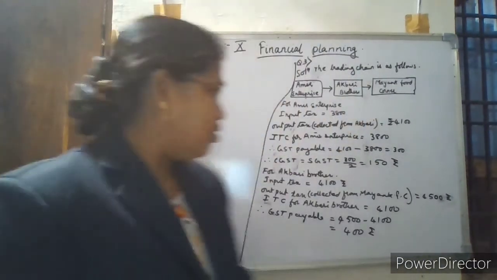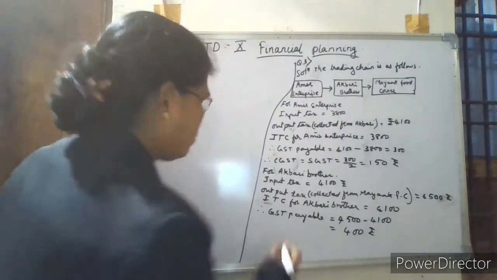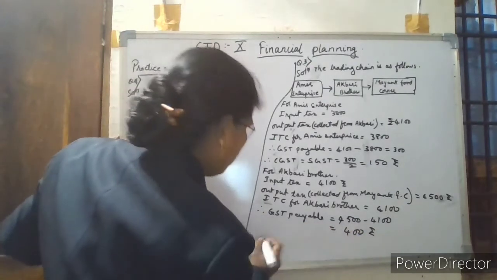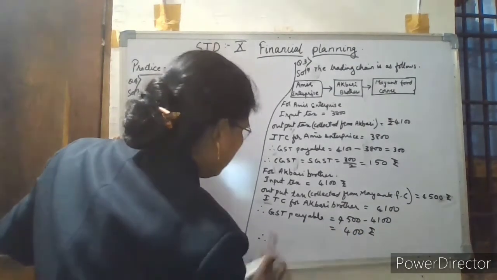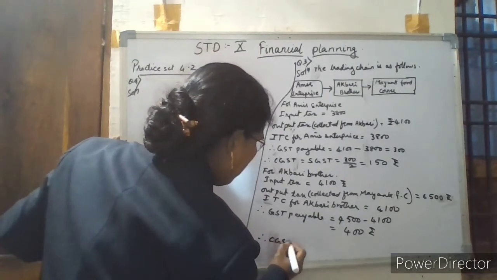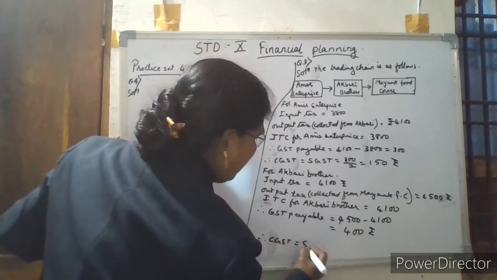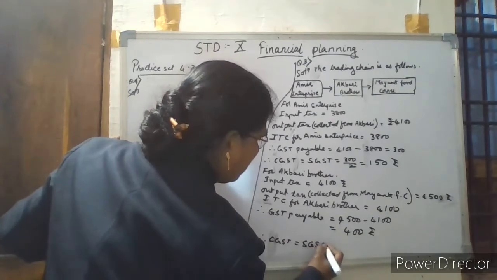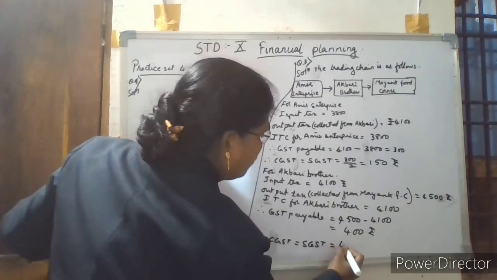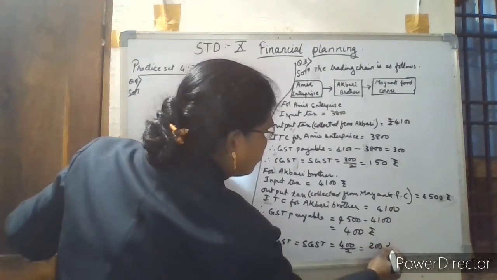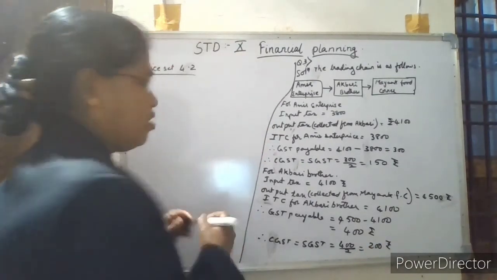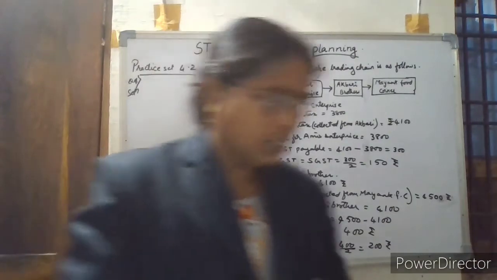Now children, listen here. GST payable is this much. Therefore, CGST, I just forgot to write this. CGST is equal to SGST, that is equal to 400 divided by 2, that is equal to 200 rupees. Now let us go with the next question, that is the fourth question.